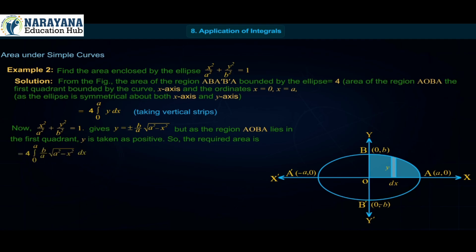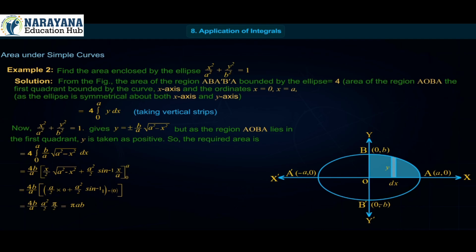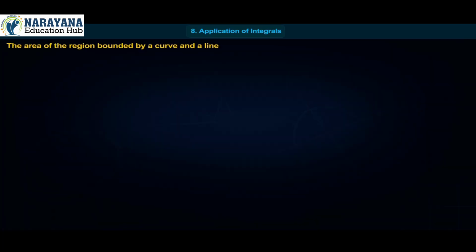So the required area is 4 ∫ from 0 to a (b/a) √(a² − x²) dx = (4b/a) [x/2 √(a² − x²) + a²/2 sin⁻¹(x/a)] from 0 to a = (4b/a) [a/2 × 0 + a²/2 sin⁻¹(1) − 0] = (4b/a) × a²/2 × π/2 = πab.